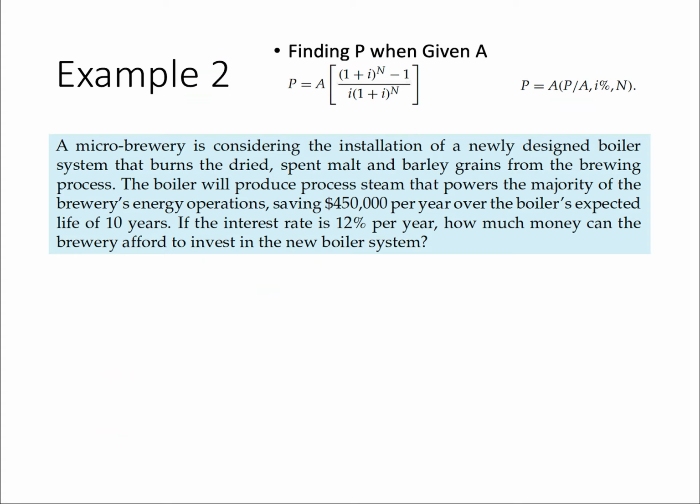Okay, and then this is the second example. So still, let's read the statement and see if you can identify what scenario it is. Okay, a microbrewery is considering the installation of a newly designed boiler system that burns the dried, spent malt and barley grains from the brewing process. So it sounds like this is a new type of boiler which can save you some money, because you can recycle whatever you have from your brewery business, right?